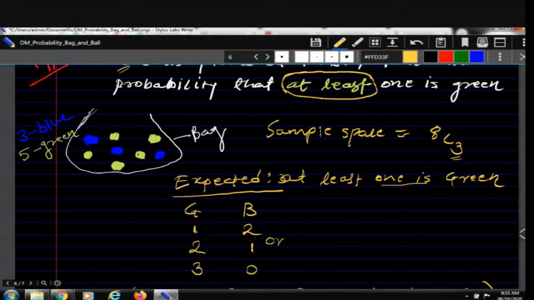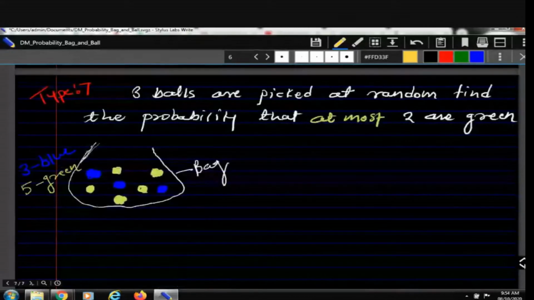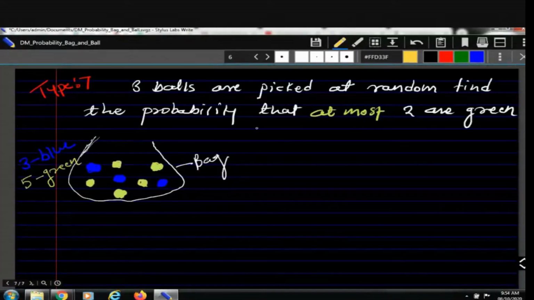So if you are selecting one green ball, the remaining two you have to select as blue. If you are selecting two green balls, the remaining one you have to select as blue. And if you are selecting three green balls, then there will be no blue colored ball, that is zero blue colored ball. Okay, so this is the at least problem. And last one: three balls are picked at random. Find the probability that at most two are green.